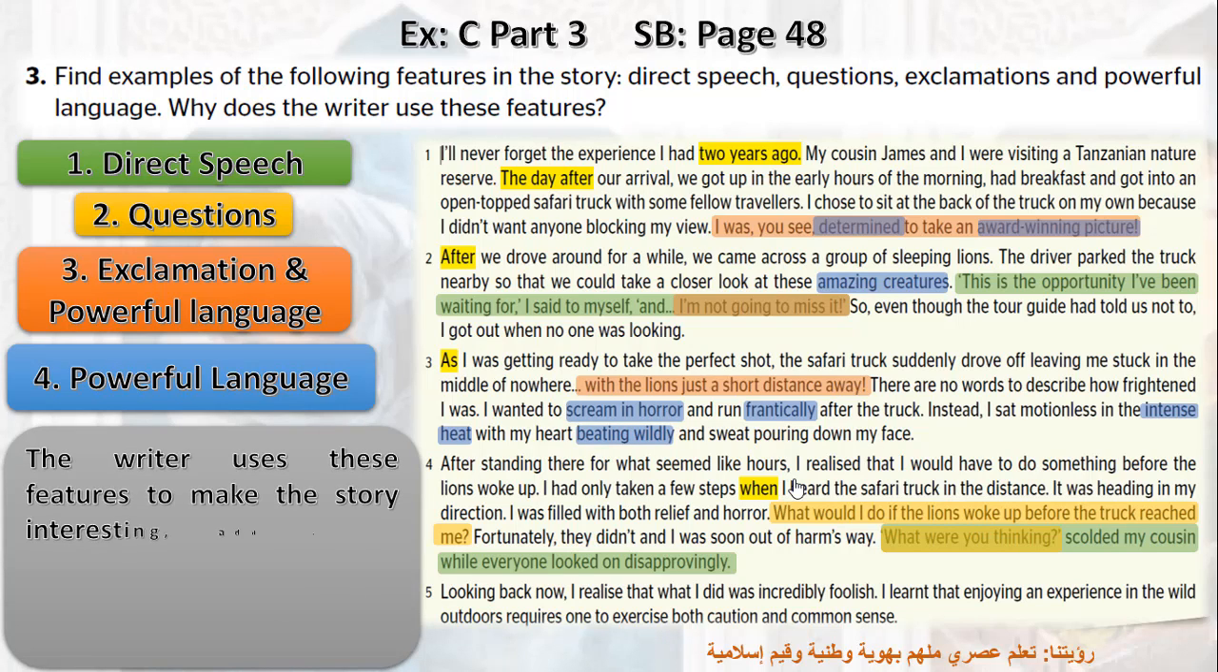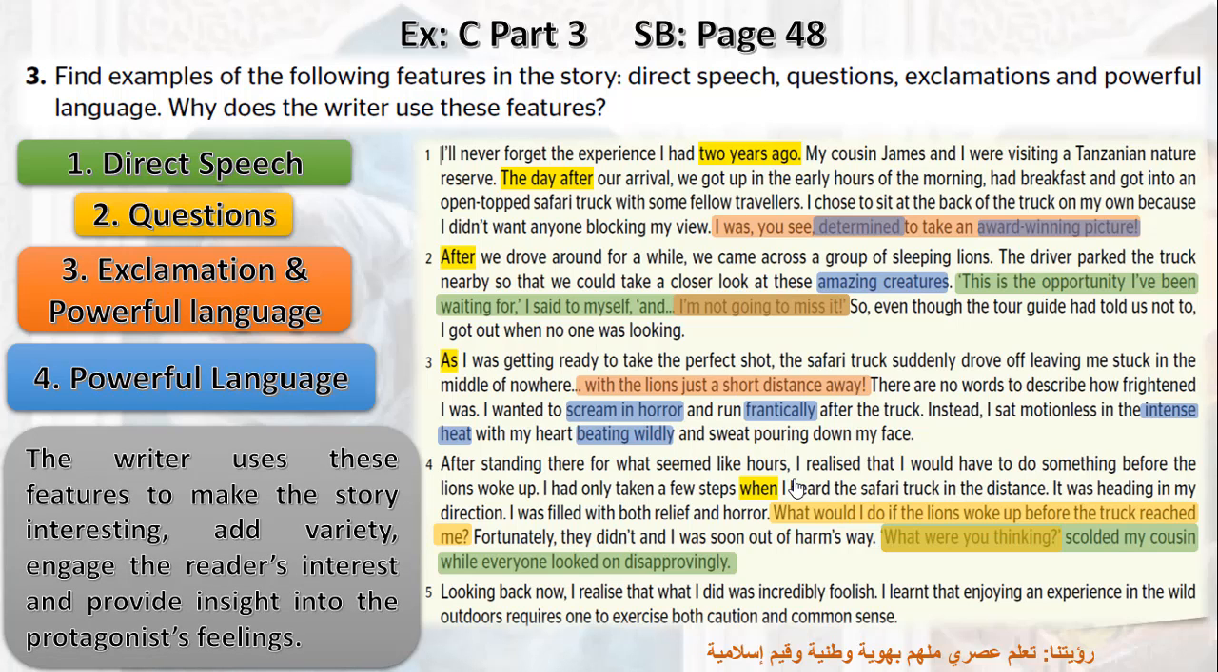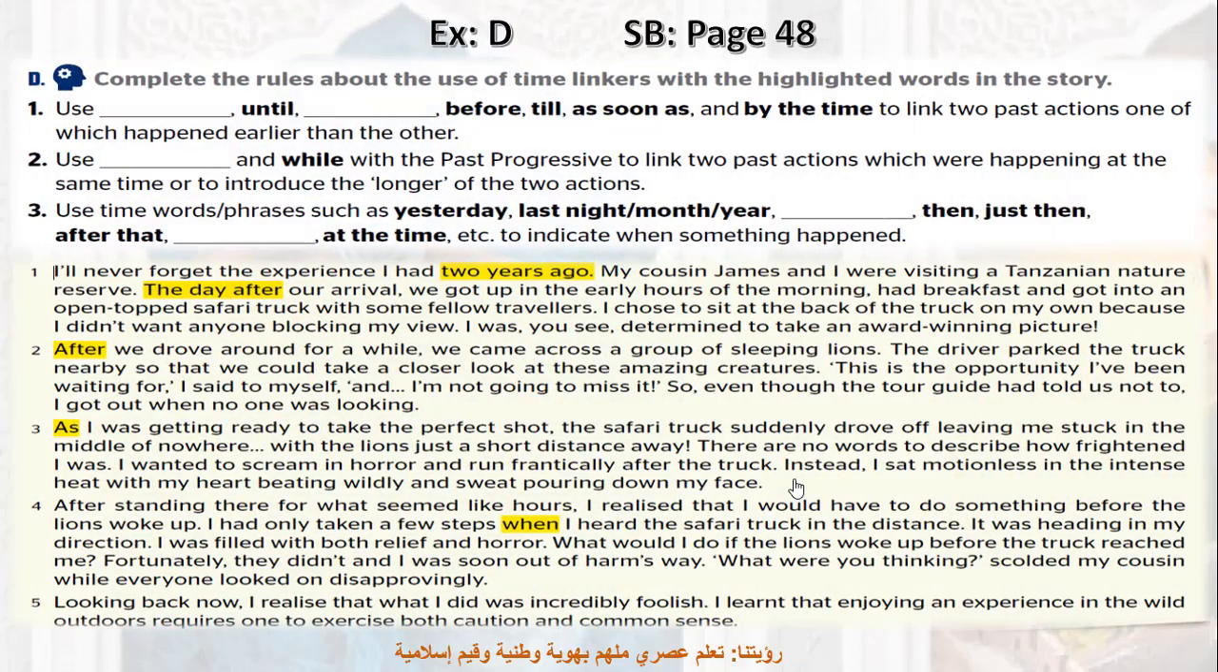The writer uses these features to make the story interesting, add variety, engage the reader's interest, and provide insight into the protagonist's feelings. Now, exercise D, Student's Book, page 48. Complete the rules about the use of time linkers with the highlighted words in the story.